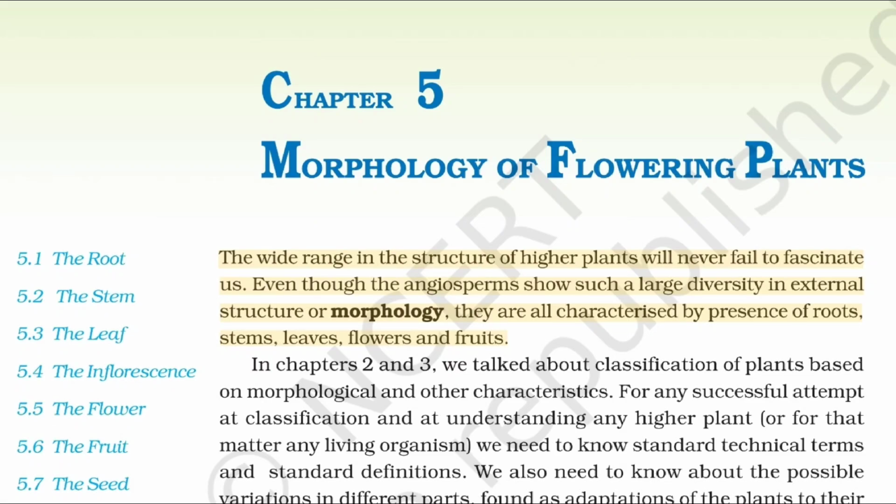Chapter 5. Morphology of flowering plants. The wide range in the structure of higher plants will never fail to fascinate us. Even though the angiosperms show such a large diversity in external structure or morphology, they are all characterized by presence of roots, stems, leaves, flowers and fruits.